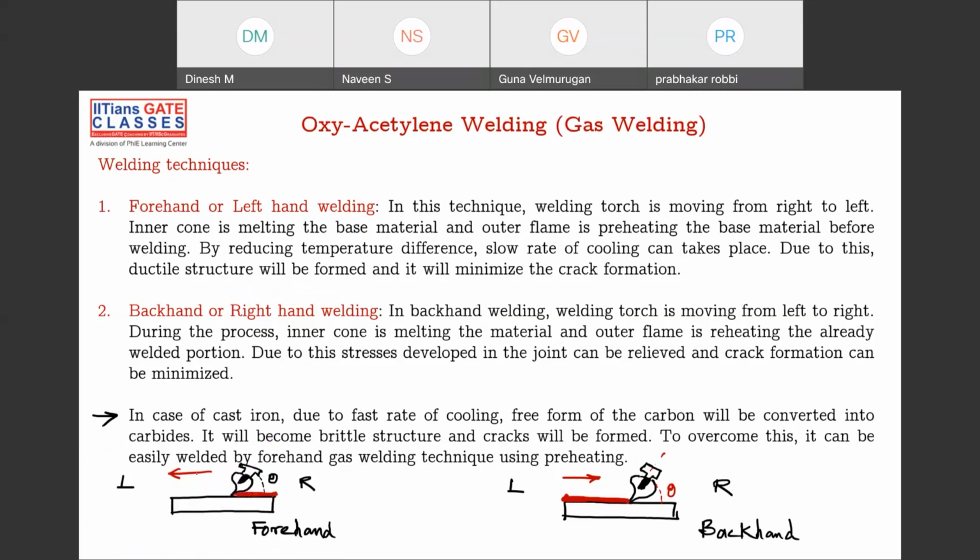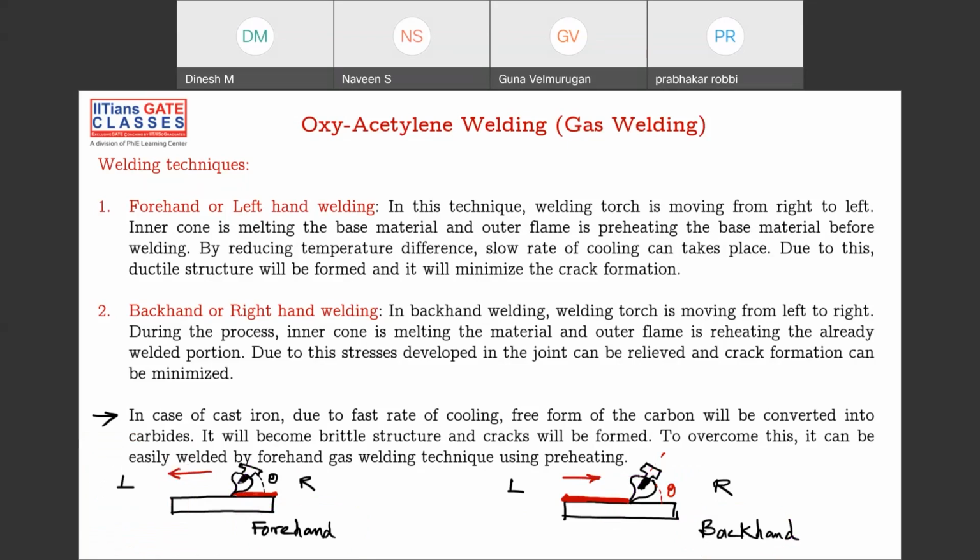Because the flame is pointing towards the movement. This is the movement. Flame also is trying to produce in the same direction, but in this direction, the flame is in this direction, and the welding movement is in this direction. Both are in opposite directions. So that's why this is called backhand, and this is known as forehand.